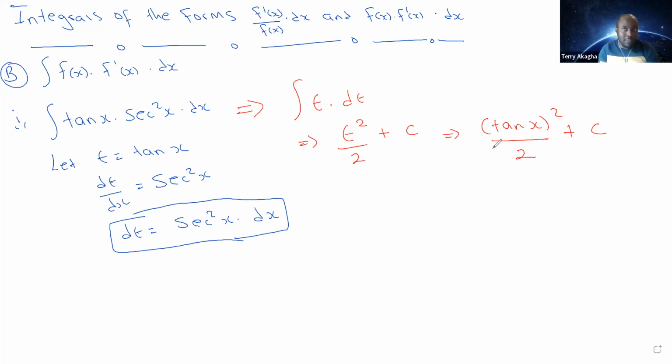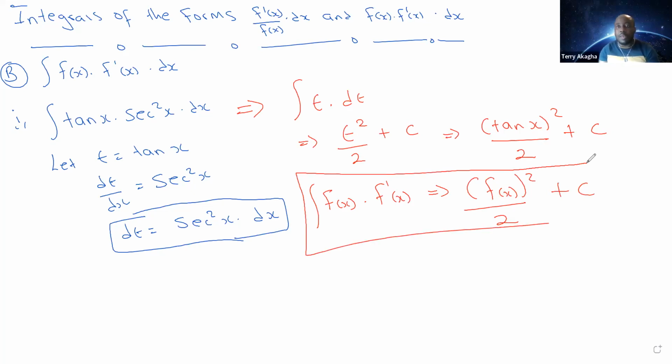Now, what did you notice here? The final answer is similar to the first function. So if we have something like this, the general formula will be the square of the first function divided by 2 plus c. That means if we're integrating f of x times f prime x, the final answer is going to be f of x squared divided by 2 plus c. This is the formula you need to keep in your mind: f of x squared divided by 2 plus c. All right, let's solve some questions.